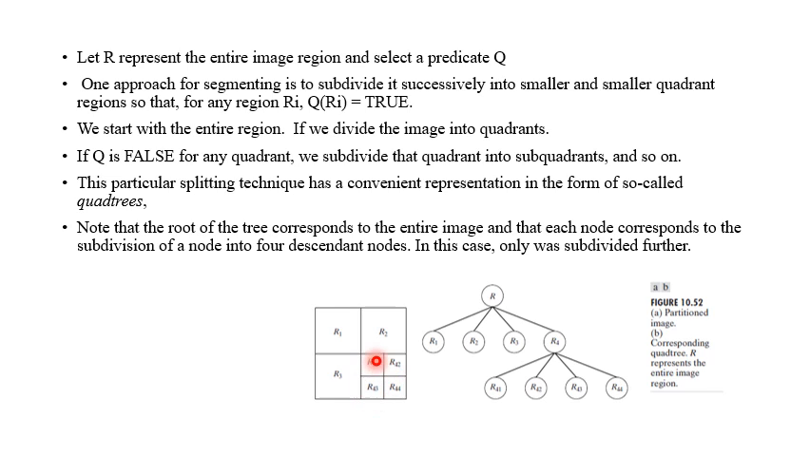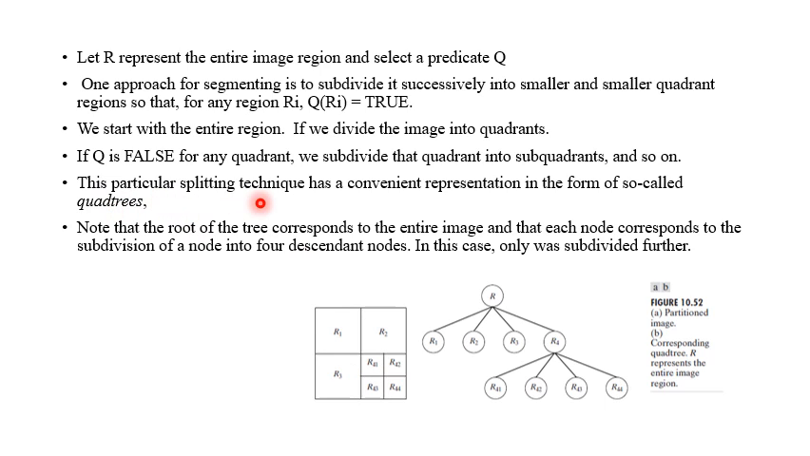For example, in R4, the Q condition was false, so again I subdivided into 4 regions. There may be a chance that for R43 the Q may again be false. Then I may have to subdivide again. But finally, the smallest region should be 1 pixel. That is a condition.